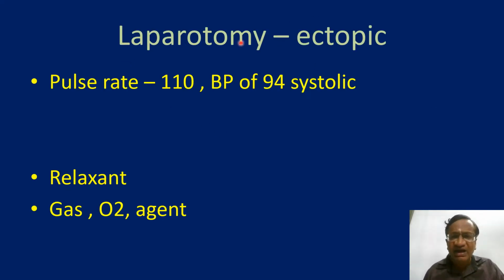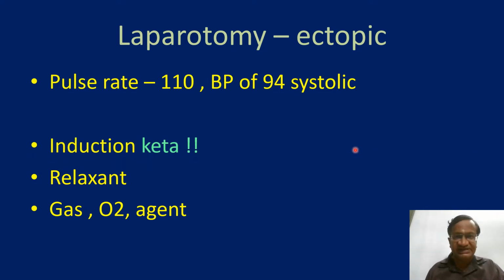If you're going to have laparotomy in an ectopic pregnancy, pulse rate is 110 per minute and BP of 94 systolic. What is the ideal drug for laparotomy? Yes, we may need to use ketamine. But the only thing about ketamine is, now this is not completely sympathetically exhausted. The pulse rate is 110 per minute and BP of 94 systolic.